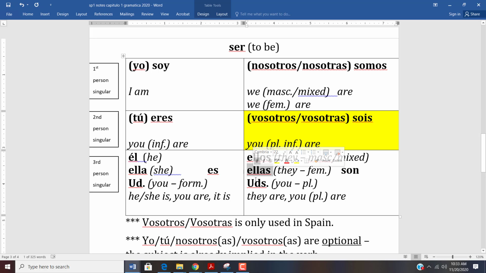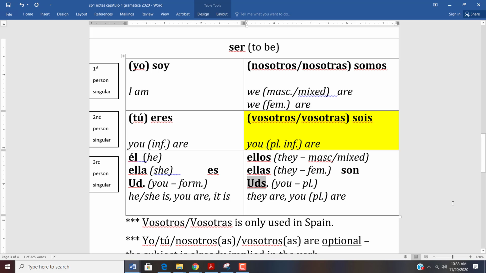Okay, so the last box, we have ellos, ellas, and ustedes. Those are the pronouns that go along with the verb son. Ellos means they. It's when we're talking about a group of all males, or a mixed group of males and females, or objects that are masculine, or a mix of objects that are masculine and feminine. Ellas is when we want to say they, if we're talking about a group of all females, or objects that are feminine. And then we have ustedes.